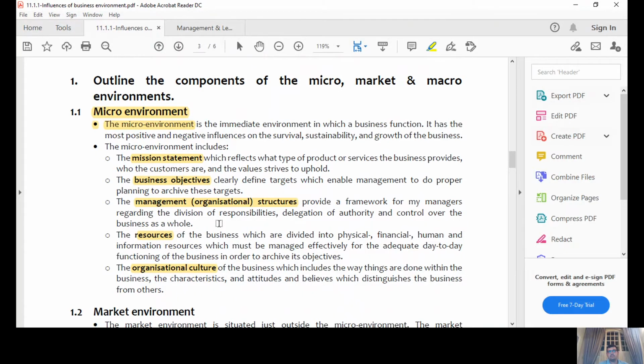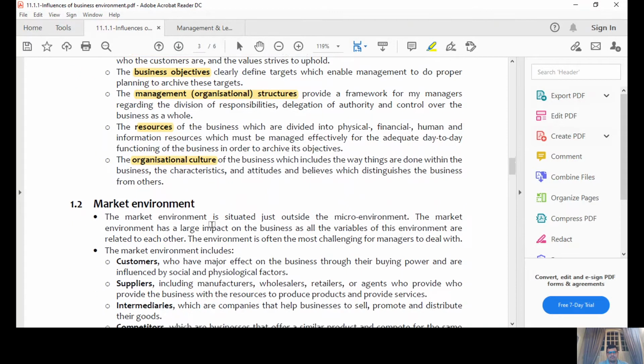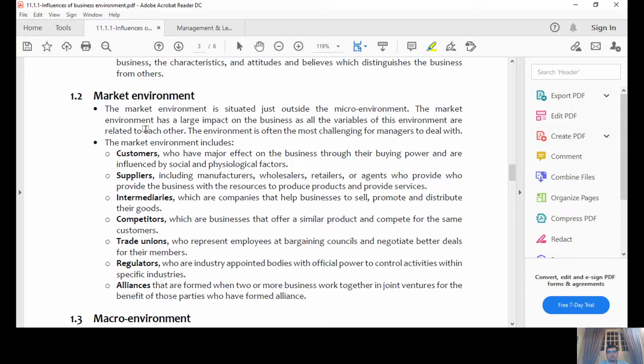Micro doesn't mean small, micro means internal, it means the business itself. So let's quickly move on to the market environment as an overview again. The market environment is directly outside of the business, just outside the business. As you can see there, it concerns the customers, the suppliers, the intermediaries, the competitors, trade unions, regulators, and alliances. So again, you can read through these definitions if you can't remember them properly, but please make a point that you at least can give a definition of each.